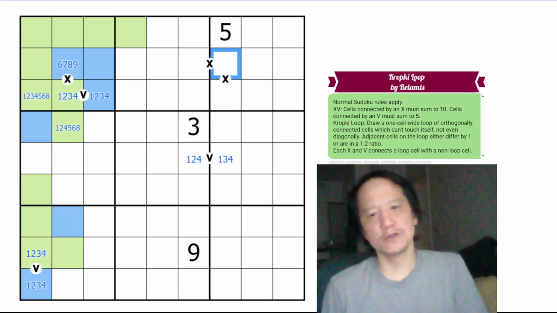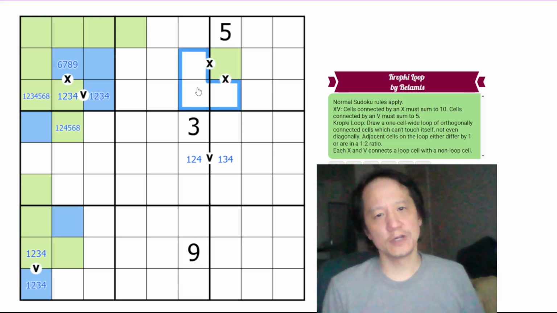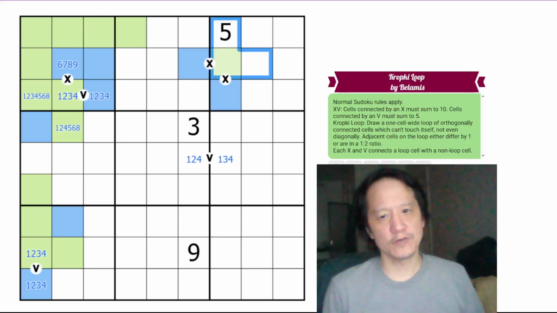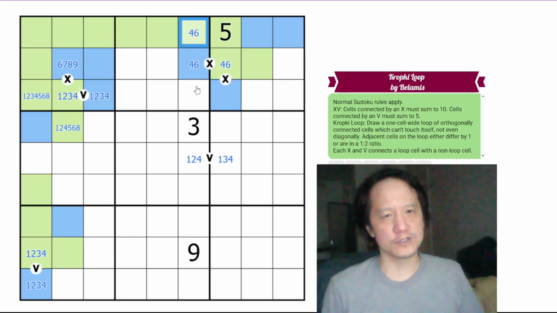If this were on the loop, then these would not be on the loop. So the loop would have to go something like that. And then it would guarantee to go here and then here. These would not be on the loop. So this would be 4, 6. This would be 4, 6. This would be 4, 6.